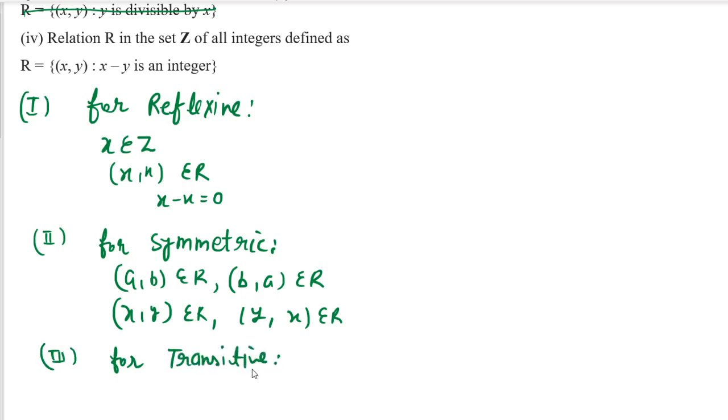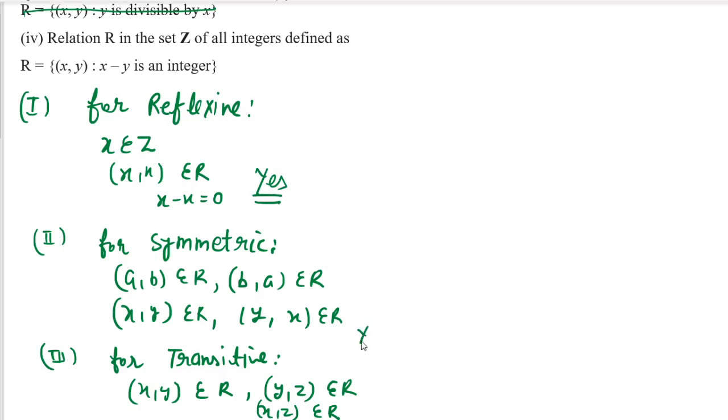For the third part, for transitive, how to do this? So children, as we know, if x comma y belongs to R and y comma z also belongs to R, then x comma z will also belong to R. So here it is yes. Yes, it is reflexive. Yes, it is symmetric. Yes, it is transitive.